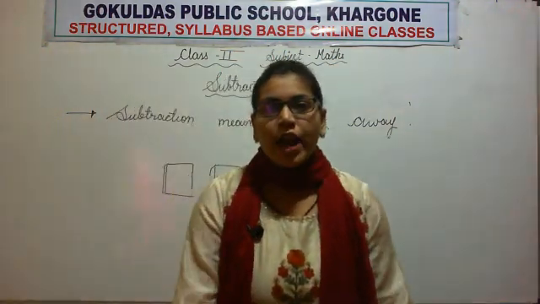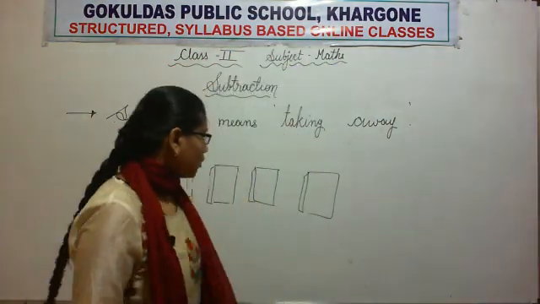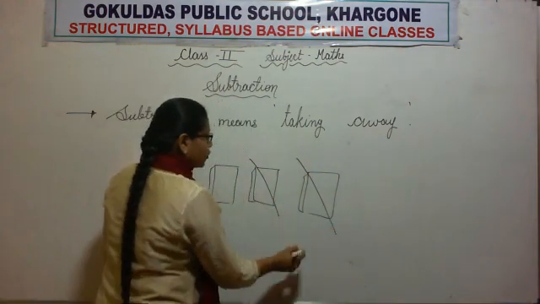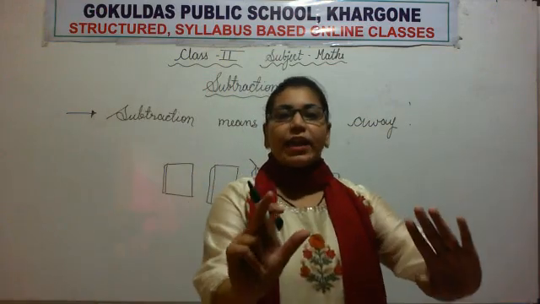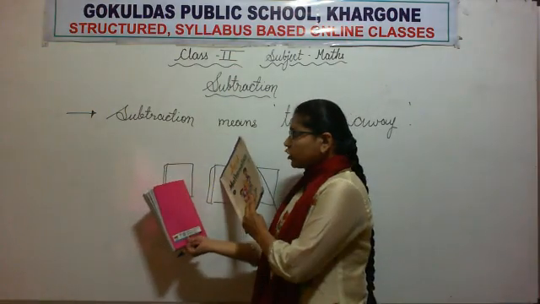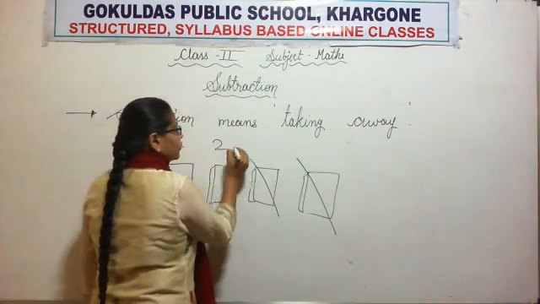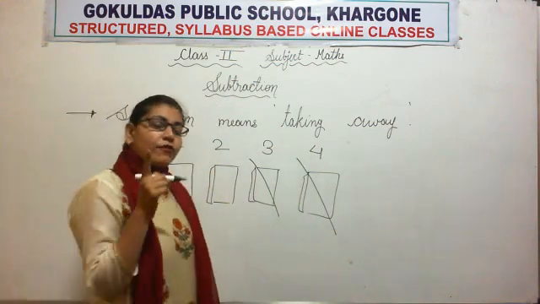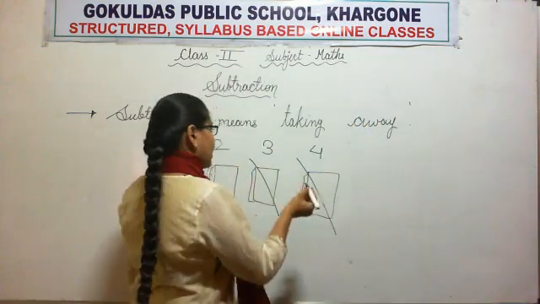But now can you count how many are they? 1 and 2. Because these 2 books, one of my friend has taken away from me. So I am left with this 1 and 2 books. Initially I was having 1, 2, 3 and 4 books. Then one of my friend took 2 books from me.